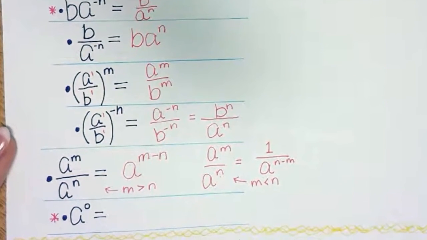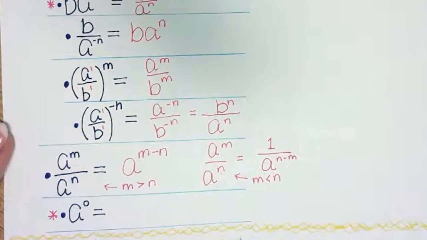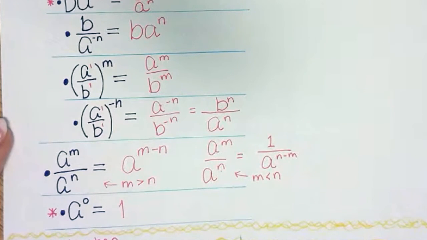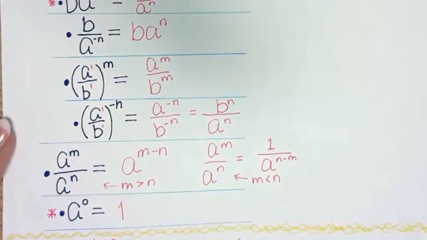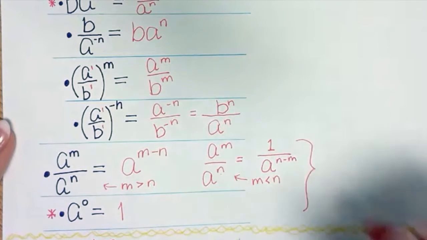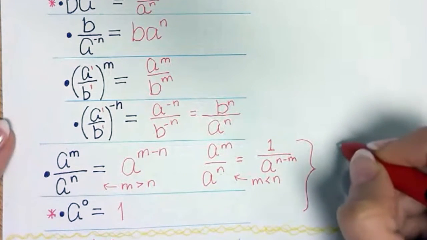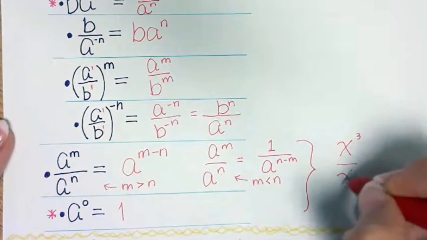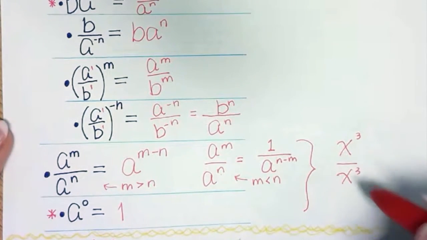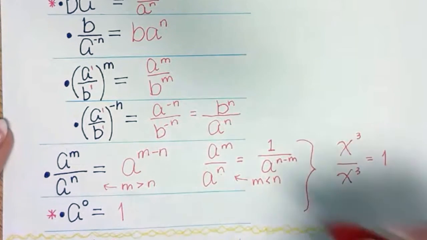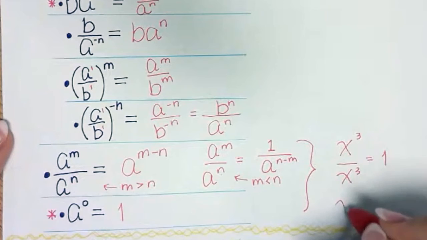Up next, we have a to the 0 power, and some people just go right ahead and memorize that this is equal to 1. But I think it's important we understand why it's equal to 1, so let's go back to our last example for a second. We could also do this with x to the third over x to the third. In this case, both powers are the same. Whenever you have something over itself, we know that that is equal to 1.